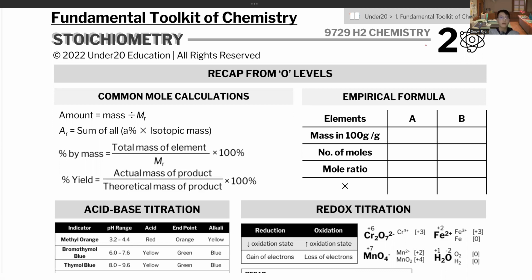So there are two ways to do it. One way is the mass divided by the MR. And the other way is through the concentration, right? So volume times concentration will give you the number of moles.